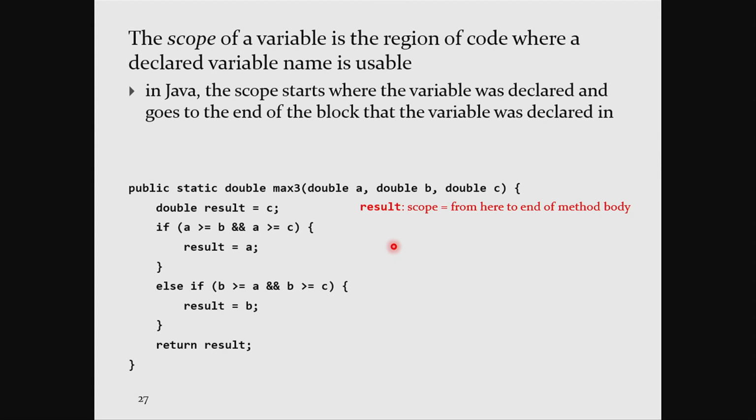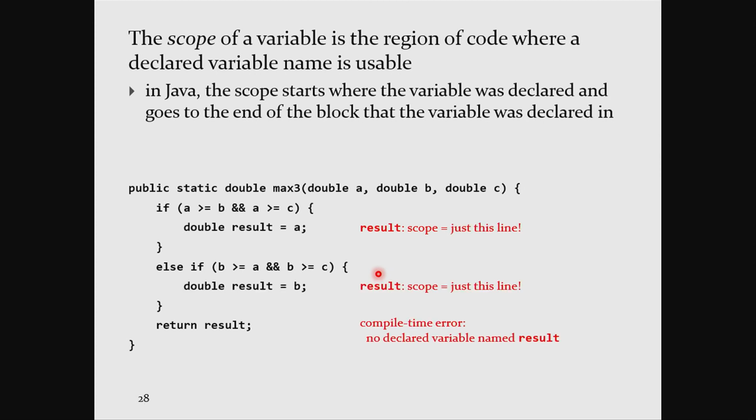When I use result, when I declare result at the top, double result equals C, the scope starts where the variable was declared. So it starts on the first line of the method, and it goes to the end of the block where the variable was declared. So where was the variable declared? Well, it was declared inside the block delimited by the braces defining the body of the method. So result is also usable everywhere from that line on.